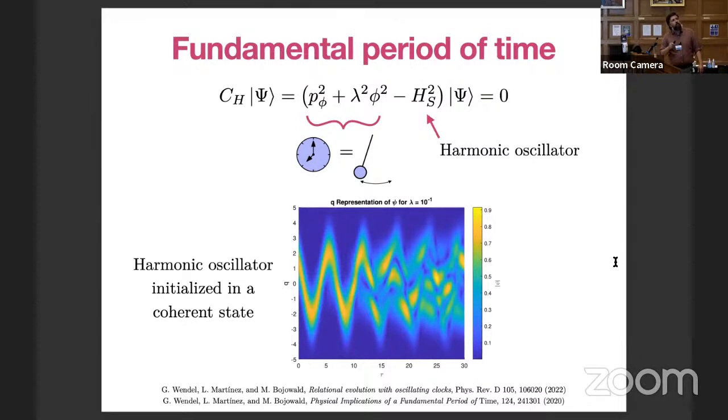And if it starts off in a coherent state, it starts to oscillate back and forth, just like you'd expect, right? But over time, it starts to get scrambled, and these oscillators become out of sync. And again, you get a modification to the dynamics on the choice of clock.